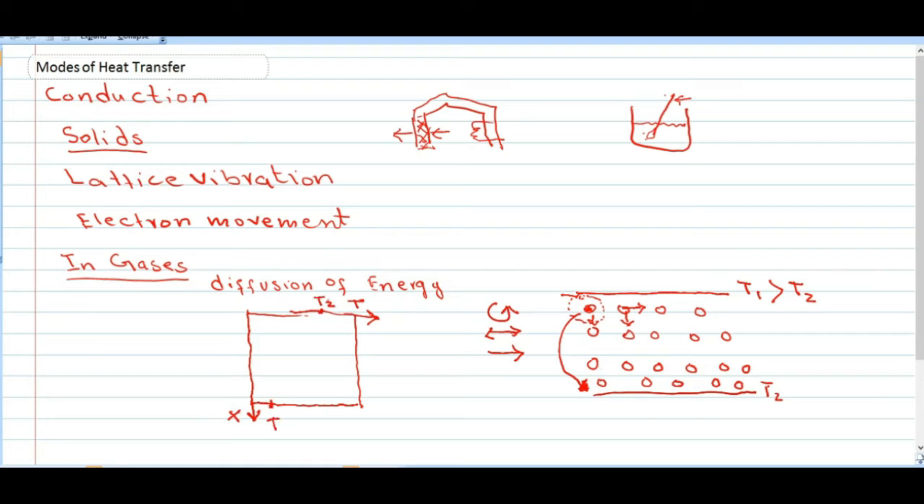Molecules at high temperature T1 transfer energy to the molecules at low temperature T2. The temperature profile is like this. And the distance it covers between both plates is x, this distance. This distance is x.